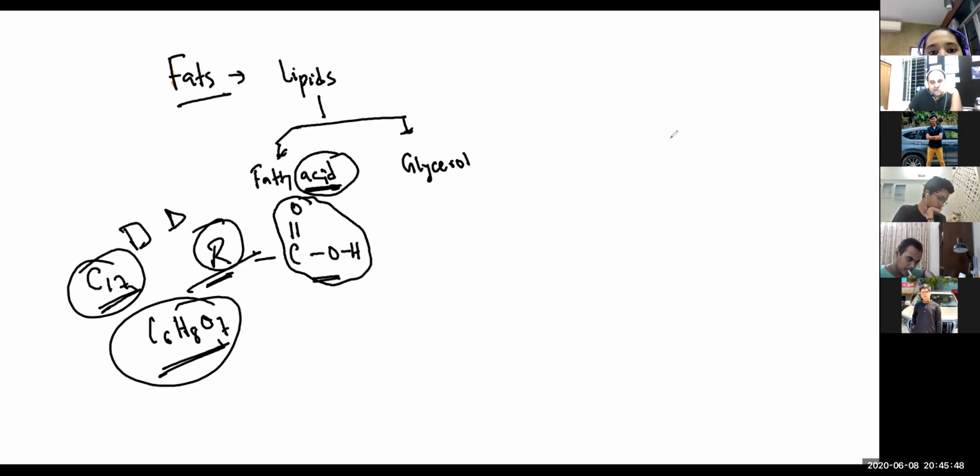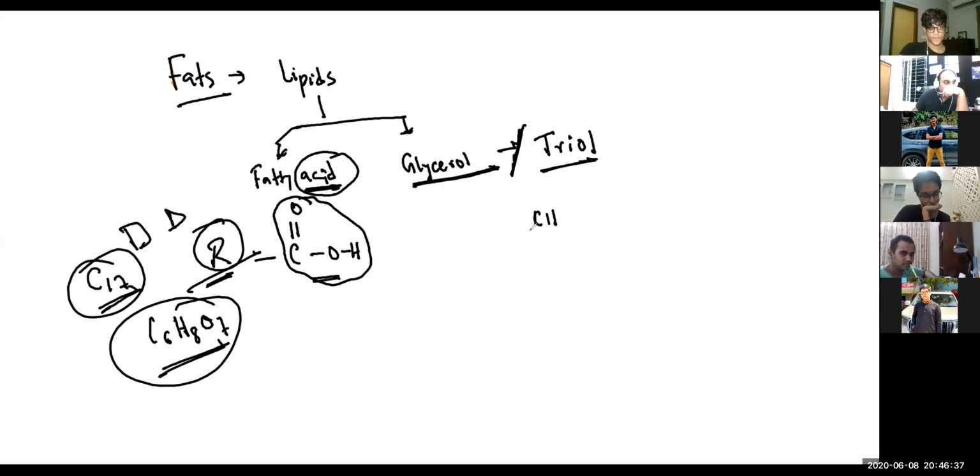আচ্ছা, glycerol. গ্লিসারলের আরেকটা নাম হলো ট্রাইঅল। ট্রাইঅল নাম মানে কি? What does triol mean? Alcohol. It has 3 alcohols. Very good. So what is its structure? It is a CH2OH, a CHOH.